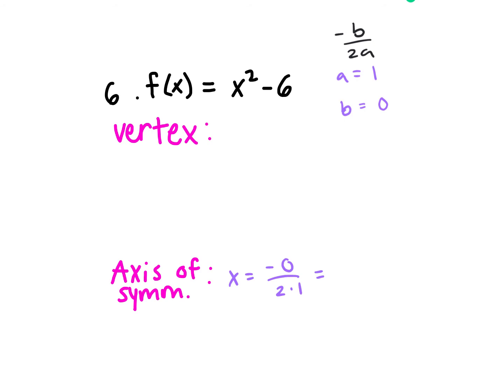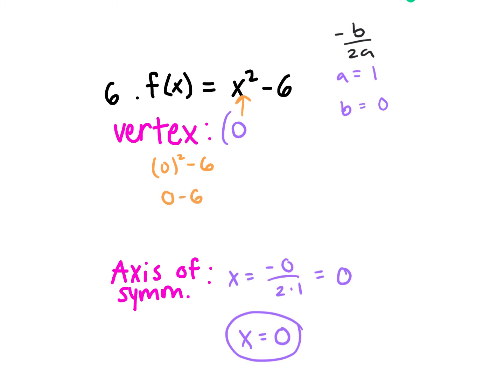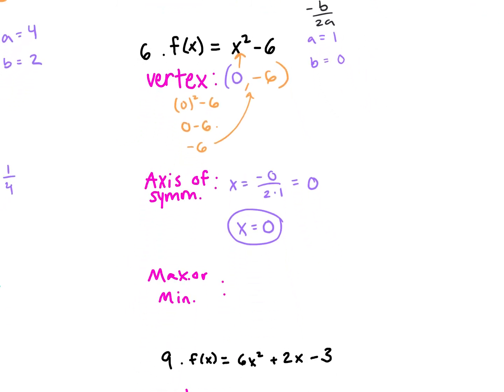So Marina, what's my axis of symmetry? 0. So x is equal to 0. Danielle, what's the first number in my vertex? 0. And how do I find the second number? Plug in 0. So I have 0 squared minus 6. I'm just plugging it in there. So 0 squared is 0. And what's 0 minus 6? Negative 6. So my second number is negative 6. So my vertex is 0, negative 6.